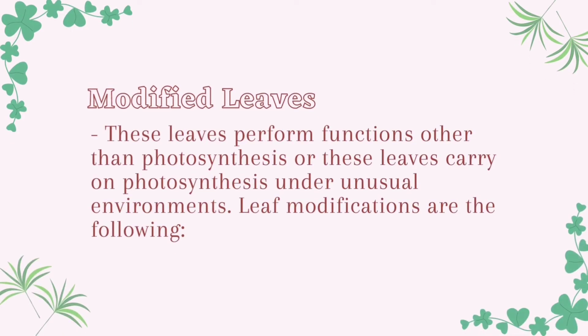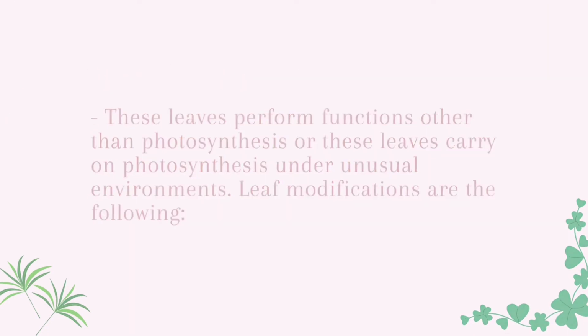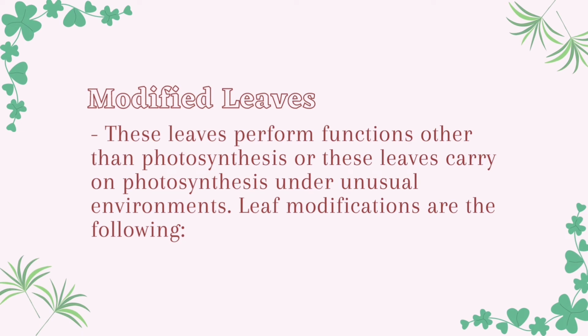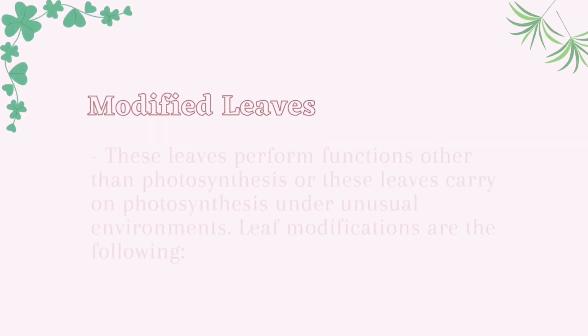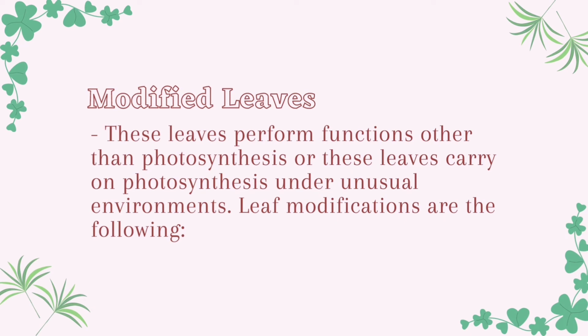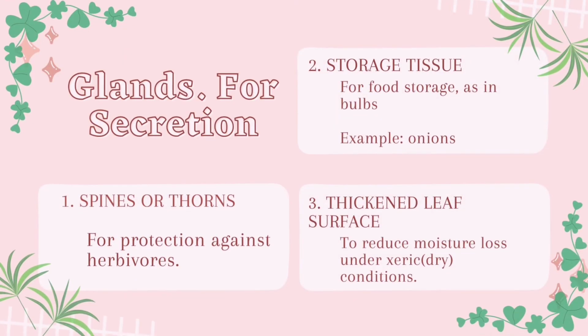Modified leaves. In many plants, leaves get modified to perform some special functions other than the normal ones, such as photosynthesis and transpiration. Sometimes, these modifications are in response to certain environmental conditions. Some of the important modifications would be spines or thorns. This is for protection against herbivores, and a very important function of spines is to reduce the area of transpiration.